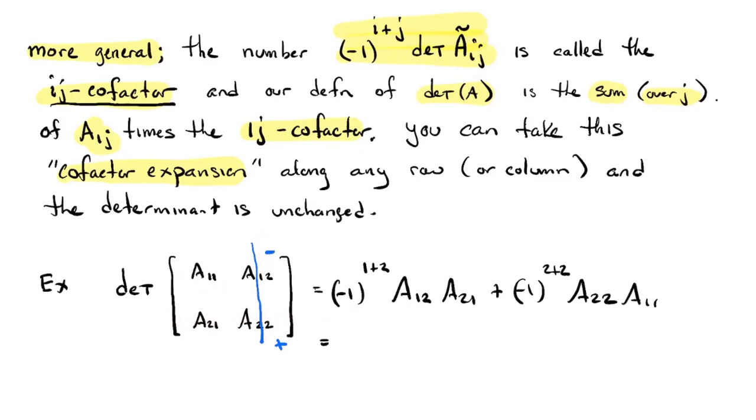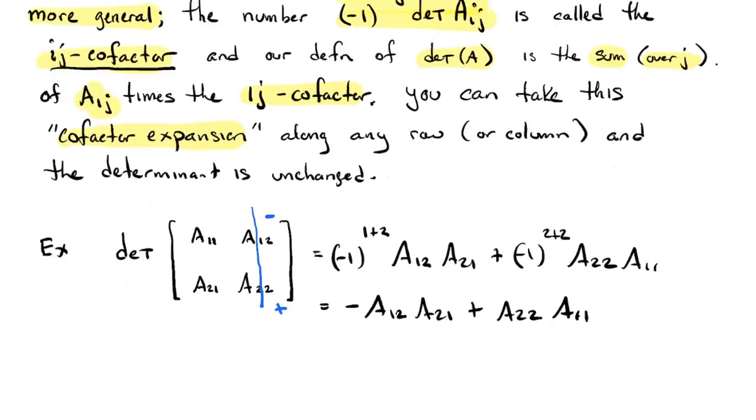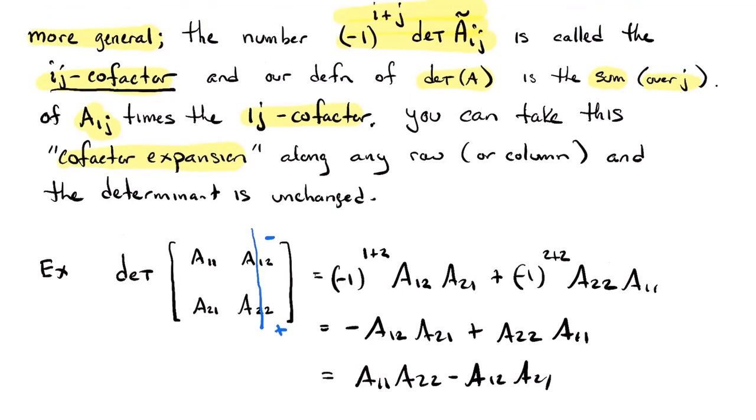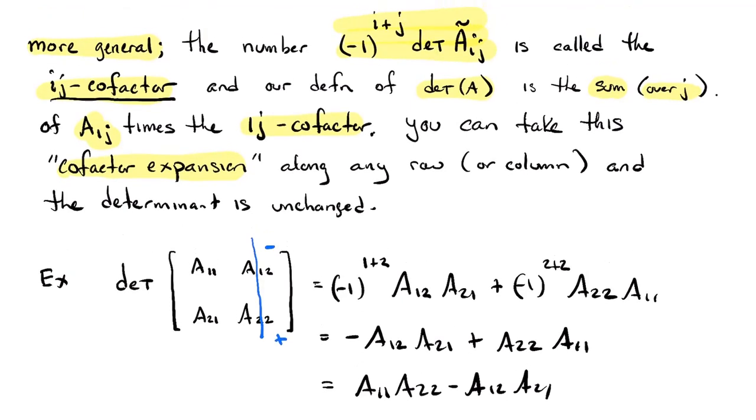Okay, so if we do some signs here, negative 1 to the 3 is negative 1, so we get minus A12 times A21. 2 plus 2 is 4, that's even, so plus A22 A11, and you can compare that to the 2 by 2 matrix that we determined above, the determinant of it, where I wrote it in the order A11 A22 minus A12 A21. Those things are the same. All right, so it's not a proof, but my comment is that you can do this cofactor expansion along any row or any column, and it won't affect the value of the determinant.